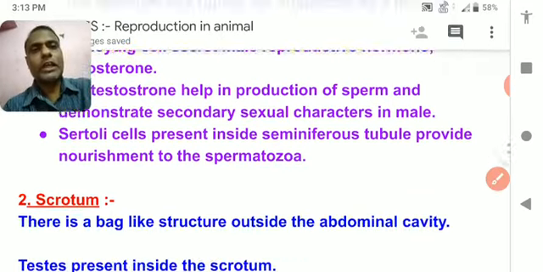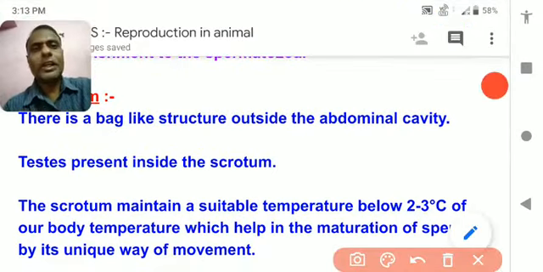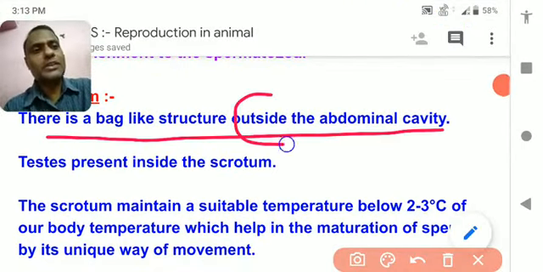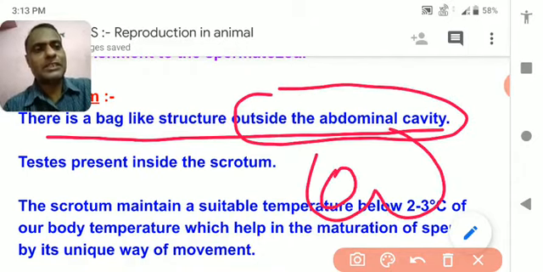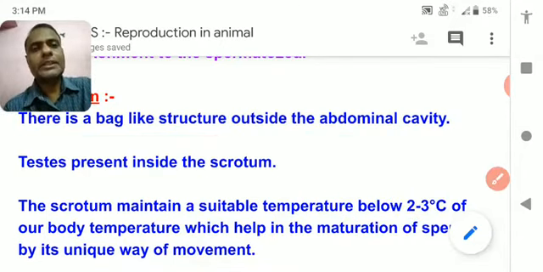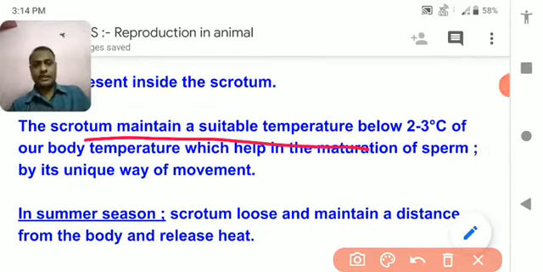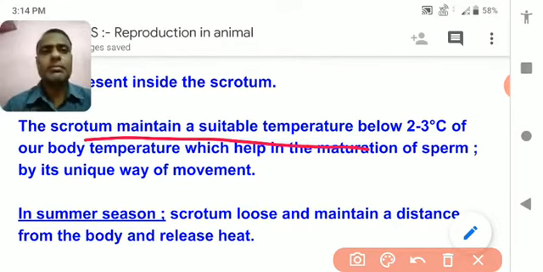Now we are going to understand the function of the scrotum. The scrotum is a bag-like structure. You know it well. It is present outside the abdominal cavity, and that's why it holds the two testes. Understood? Next, the scrotum maintains a suitable temperature. Yeah, this is a very important thing. What is the importance of the scrotum?